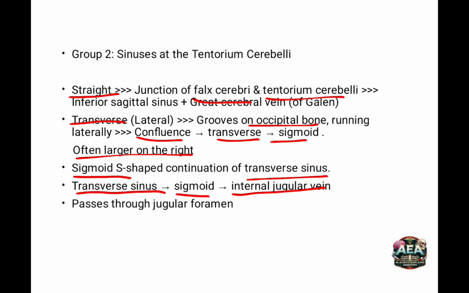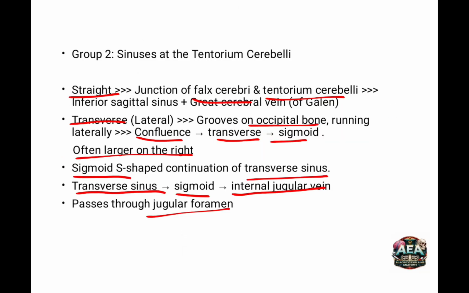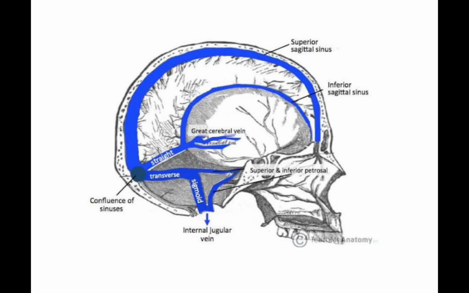We have the transverse sinus, which drains into the sigmoid and the internal jugular vein, and it passes through the jugular foramen. That's the internal jugular vein passes through the jugular foramen. So we have the confluence of sinuses here, which is what we refer to as the torcular herophili. So this is what we have.